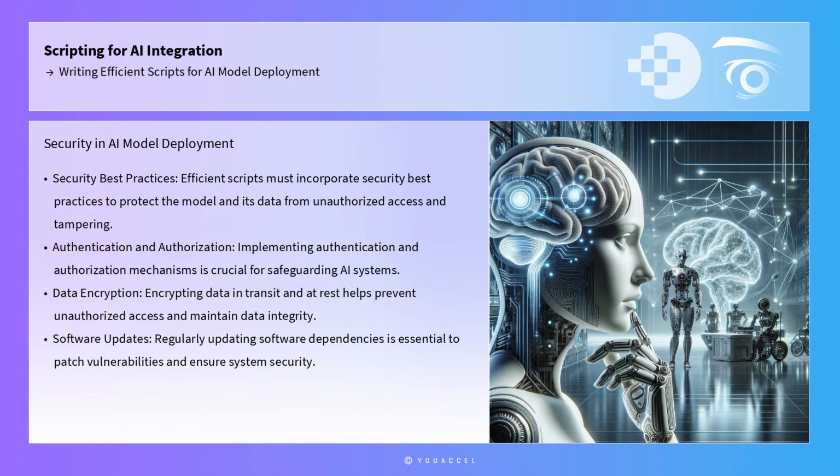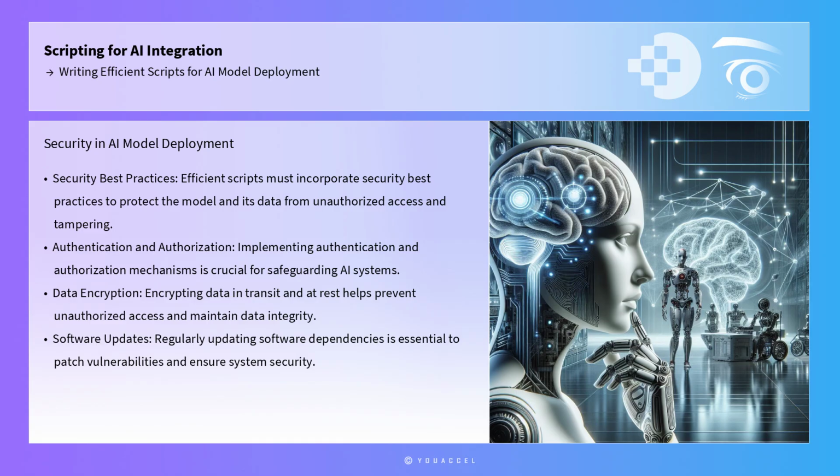Security is another critical consideration in AI model deployment. Efficient scripts must incorporate security best practices to protect the model and its data from unauthorized access and tampering. This includes implementing authentication and authorization mechanisms, encrypting data in transit and at rest, and regularly updating software dependencies to patch vulnerabilities. By following security guidelines and incorporating them into their scripts, professionals can safeguard their AI systems and maintain user trust.